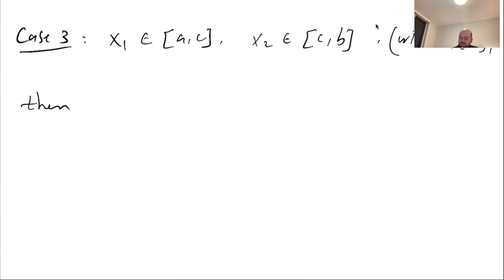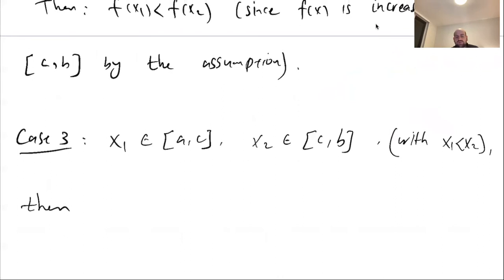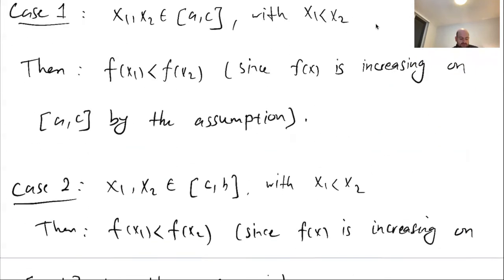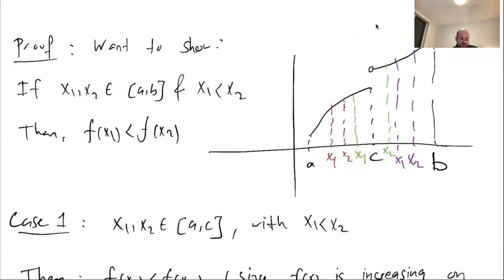Then I want to show f of x1 is still less than f of x2. I'm assuming increasing between A and C, also increasing between C and B. So I have to use that somehow. How can I use this fact? Well, look at this picture. x1 and x2, the green ones. I'm talking about the green ones right now. I cannot compare them directly because I don't know whether the function is increasing on the whole A and B.